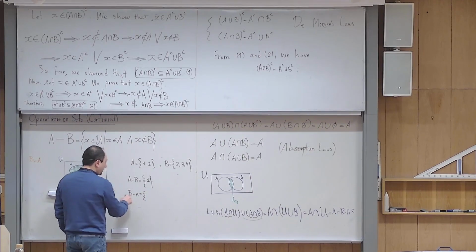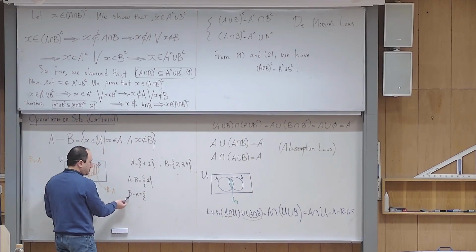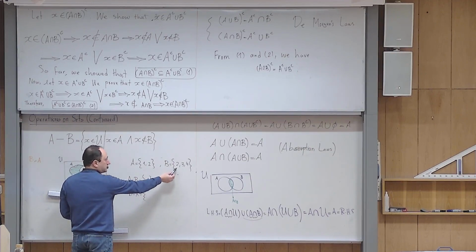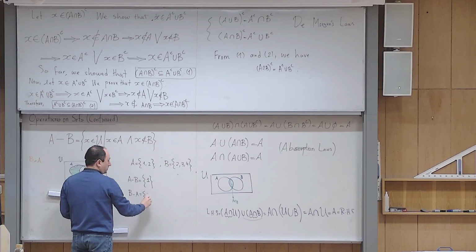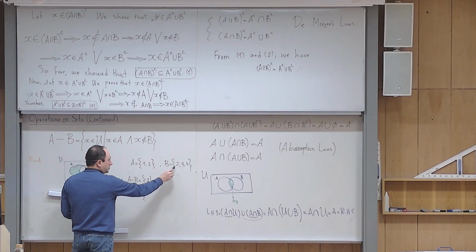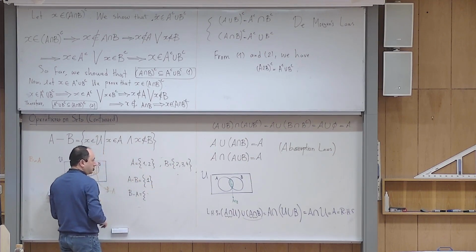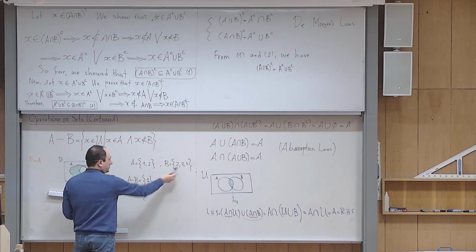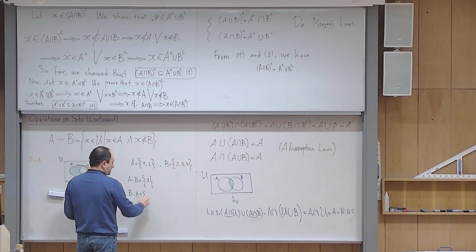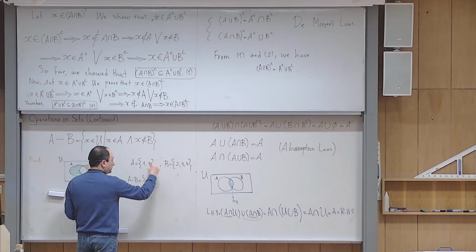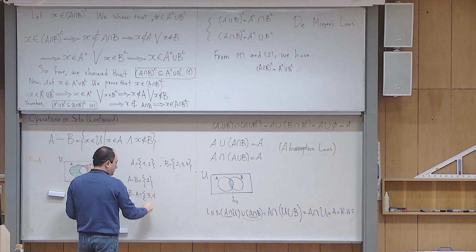When I say B minus A, I am interested in elements of B which are not in A. So I go to B first. Am I allowed to write 2 here? No, because even though 2 is in B, it is also in A, I exclude that one. So 2 is not acceptable. 3. Yes. Because 3 is here, but not here, it is acceptable. What about 4? Yes, it's also acceptable.